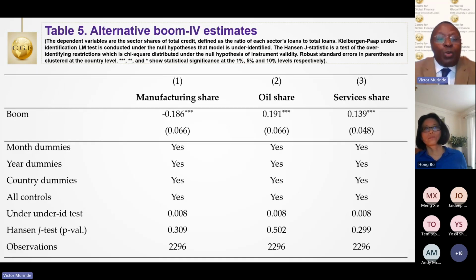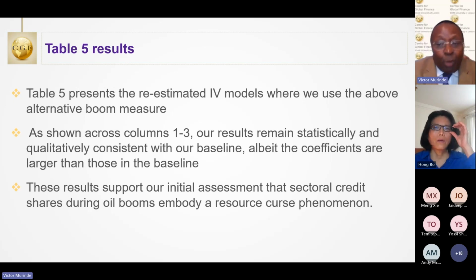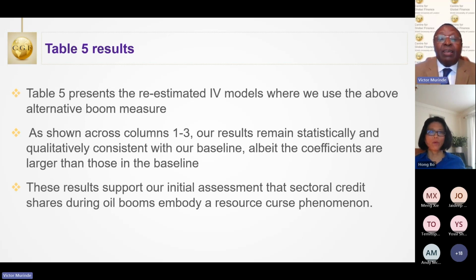When we use that boom measure, we still get results consistent with the previous ones: a negative significant impact on the manufacturing share of bank credit and a positive effect on the oil share and the services sector, which are non-exportable. These results are statistically and qualitatively consistent with the baseline model, although the coefficients are much larger than in the baseline, supporting our initial assessment that sectoral credit shares during oil booms embody a resource curse phenomenon.